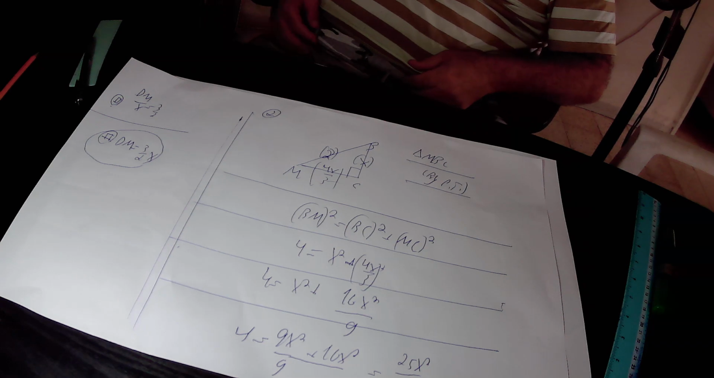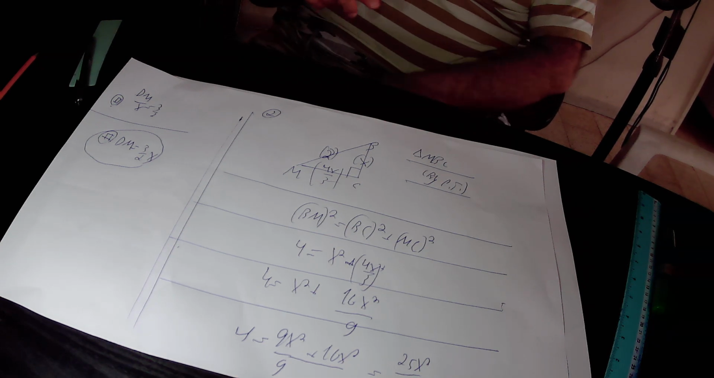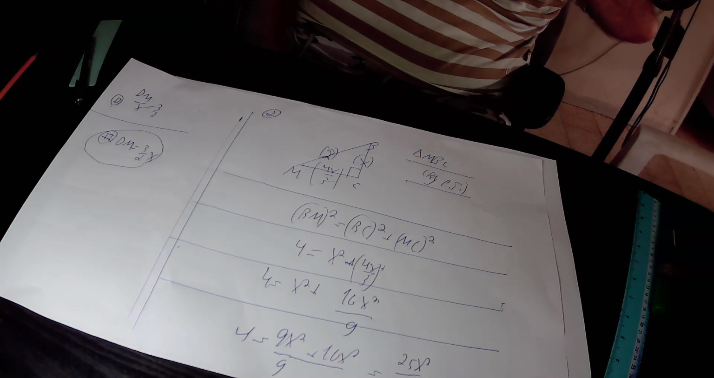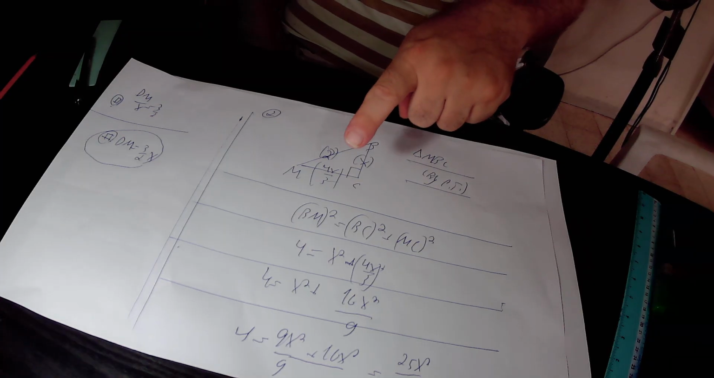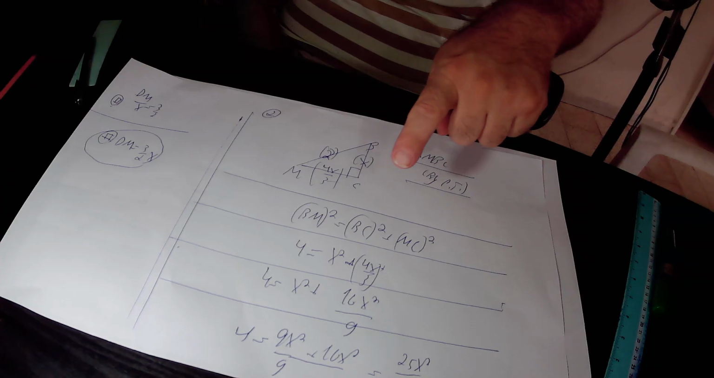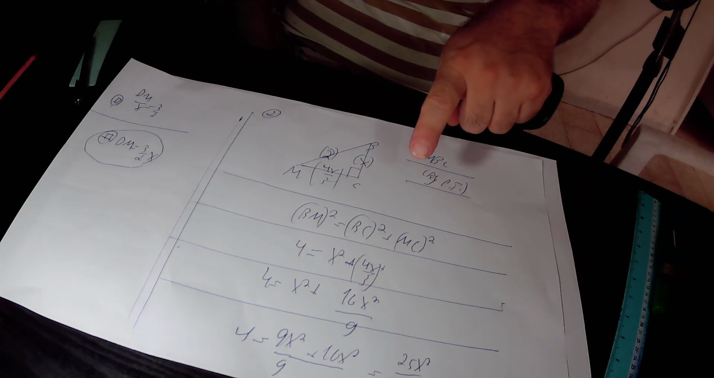According to the Pythagorean theorem, in this right triangle BCM, BM squared, the square of the hypotenuse, equals BC squared plus MC squared. BM is 2, therefore BM squared is 2 squared, that is 4. BC is x, therefore BC squared is x squared, plus MC squared. MC is 4x over 3, therefore MC squared is (4x over 3) squared.